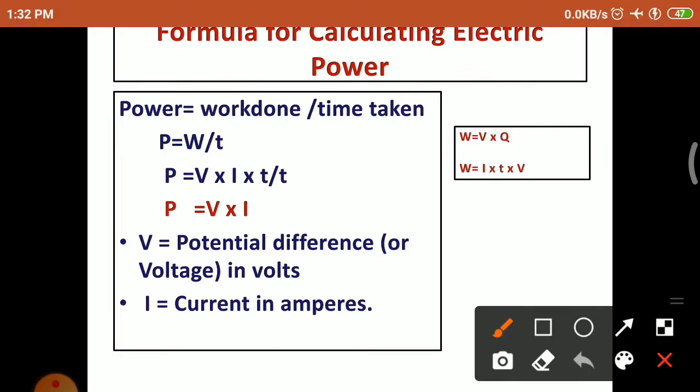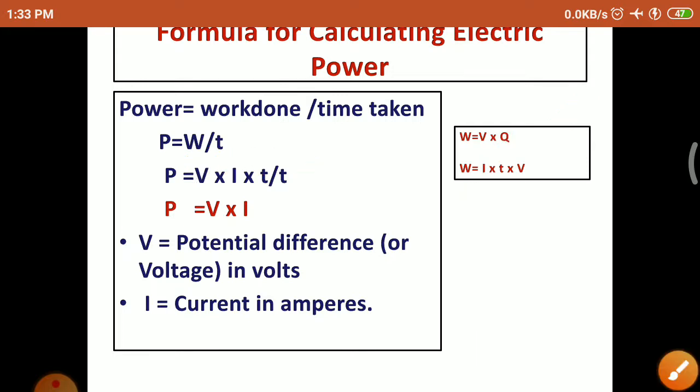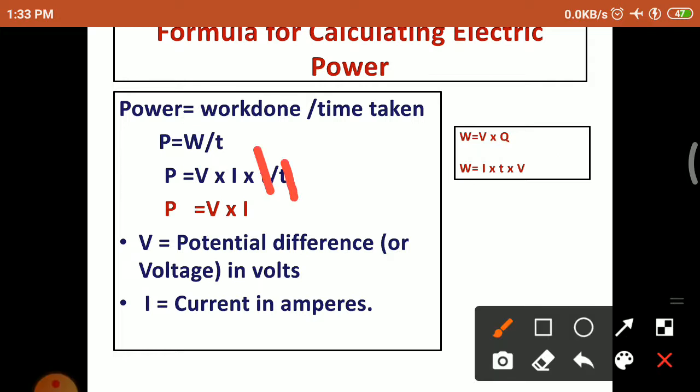See here, in potential difference we know that V equals W by Q. From that, we can write W equals V into Q. You know that Q equals I into t. So W equals V into I into t. Substituting this instead of W, P equals V I t by t. So here the t cancels. So P equals VI. Here V is the potential difference or voltage and I is the current in amperes. So the formula of power is P equals VI.